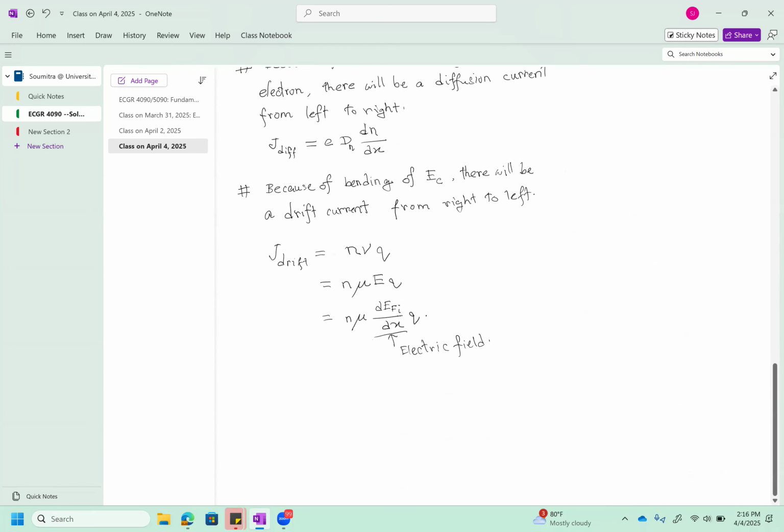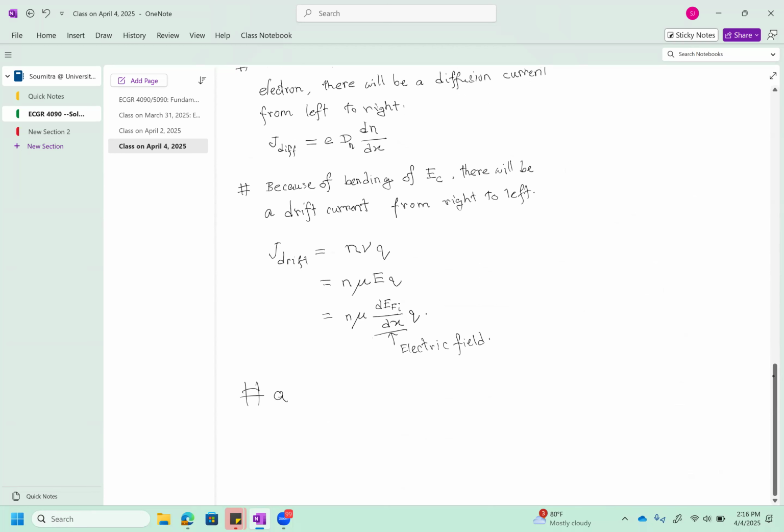Just by writing one more line that at steady state, J drift plus J diffusion must be zero. Okay, it doesn't mean that each of them is zero. It just means that they are opposite to each other. Okay, so J drift is equal to minus J diffusion, and that's why their total result is zero. So that means there is no flow of electrons.